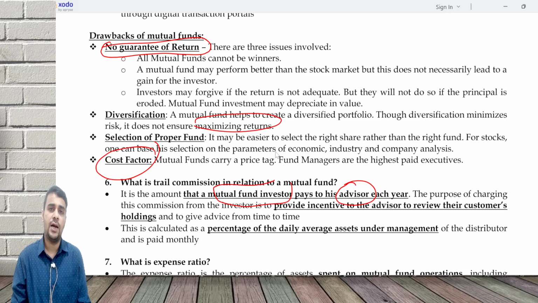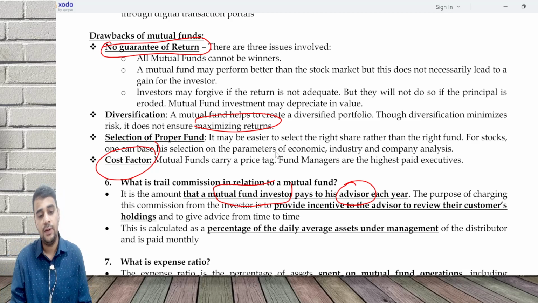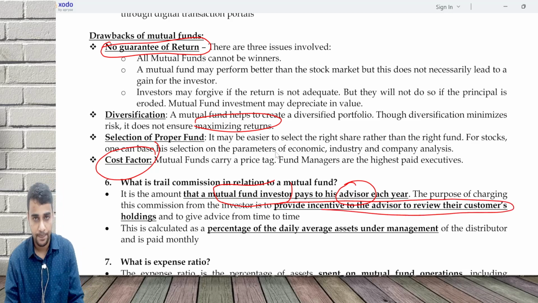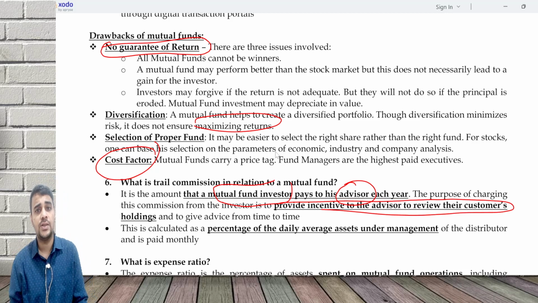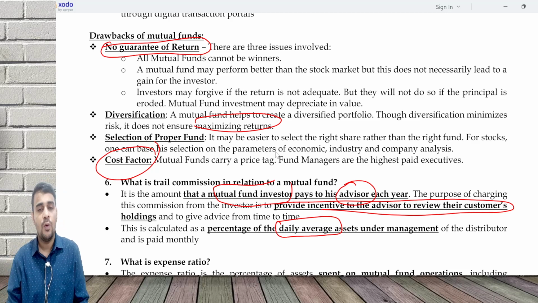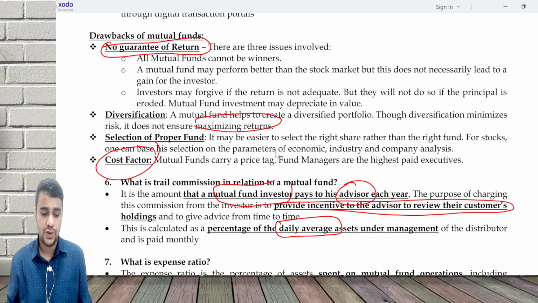You need to pay this to the advisor because the advisor is going to take care of your mutual fund investments. He will say that this is the fund we will buy, this is the fund we will sell. He will give you the right advice on what needs to be done. It is to provide an incentive to the advisor to review the customer's holdings and give advice from time to time. On what is this commission charged? The commission is charged on the asset under management, or your portfolio. How do you calculate the portfolio? You take the daily average. Normally, this percentage could be 0.75%, 0.5%, 1%, whatever the decision is. But this is the commission which would be paid.